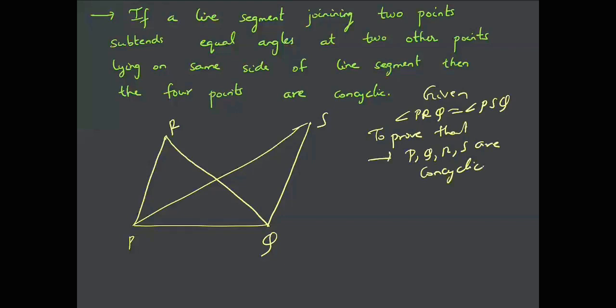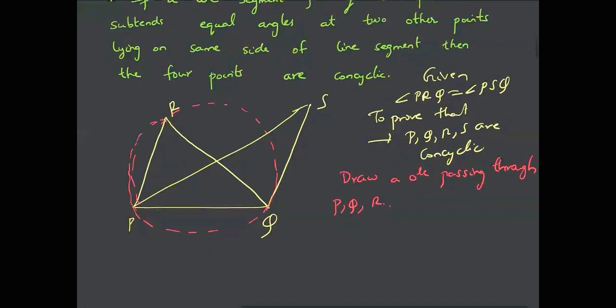Okay, so let us do one thing. Let us draw a circle which passes through P, Q and R. Right, through 3 non-collinear points we can always have one circle. So I'm drawing a circle which is passing through P, Q and R. Okay, so let us say the point S does not lie on this circle. Okay, if point S lies on the circle, the statement is proved. So say S does not lie on the circle.